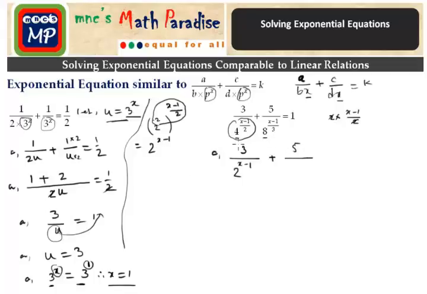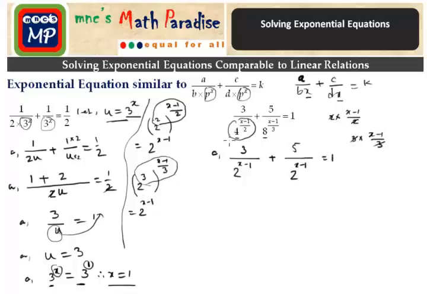A similar calculation we will do for 8. 8 is 2 cubed, and it has the power x minus 1 divided by 3. So this whole power will be x minus 1 divided by 3. So this is 2 to the power 3, to the power x minus 1 divided by 3. These two powers will now multiply, so we get 3 times x minus 1 divided by 3. The 3 and 3 will cancel, and we get x minus 1. So it will be 2 to the power x minus 1. So it will be 5 divided by 2 to the power x minus 1 equals 1.